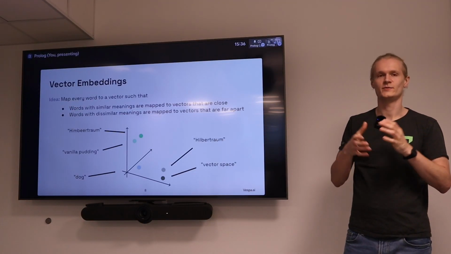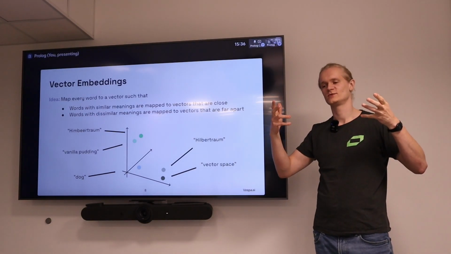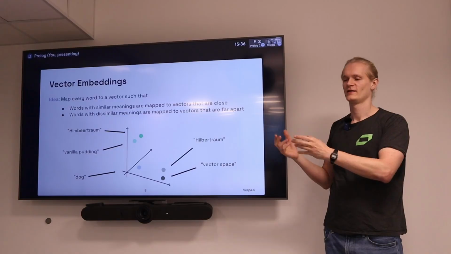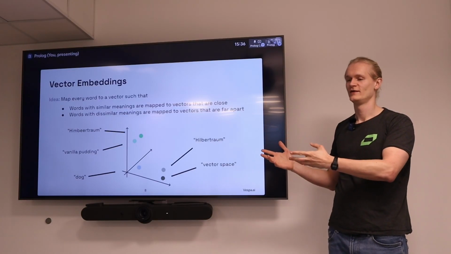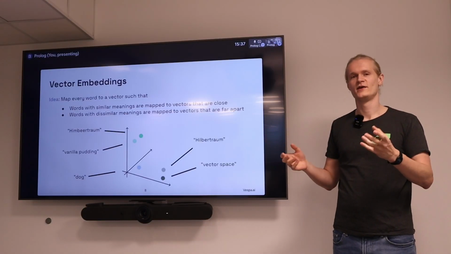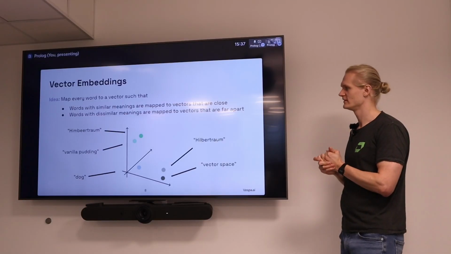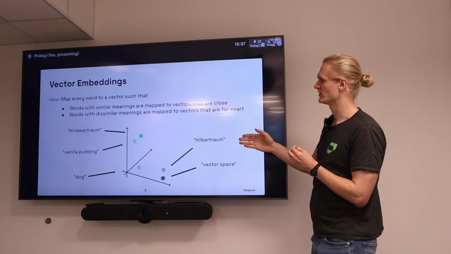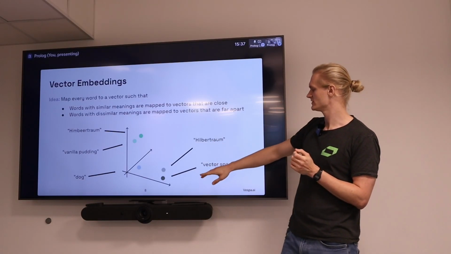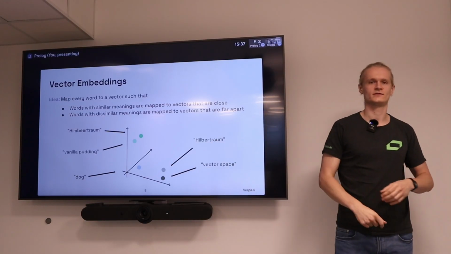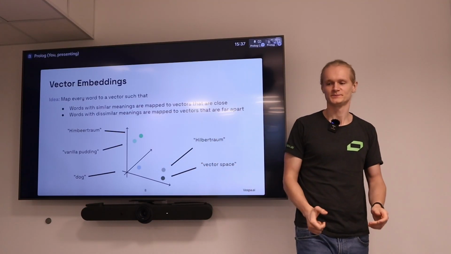And for a Himbeertraum, and maybe also like vanilla pudding, we want these words to be mapped to vectors that are similar, while Himbeertraum and Hilbertraum, concepts that are clearly not related, should be mapped to vectors that are actually far apart. And this is basically what I visualized here. So for example, Himbeertraum and vanilla pudding should be over there in our vector space. Hilbertraum and vector space should be over there. And other words like dog should be in a different place.